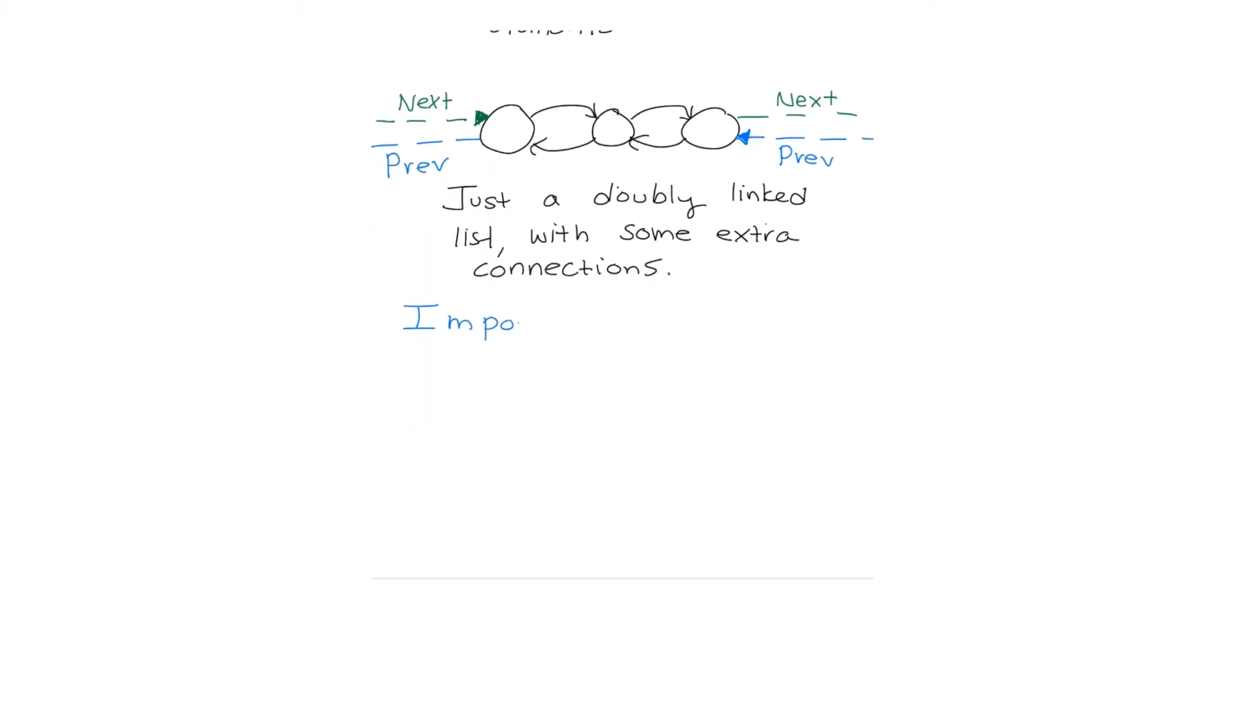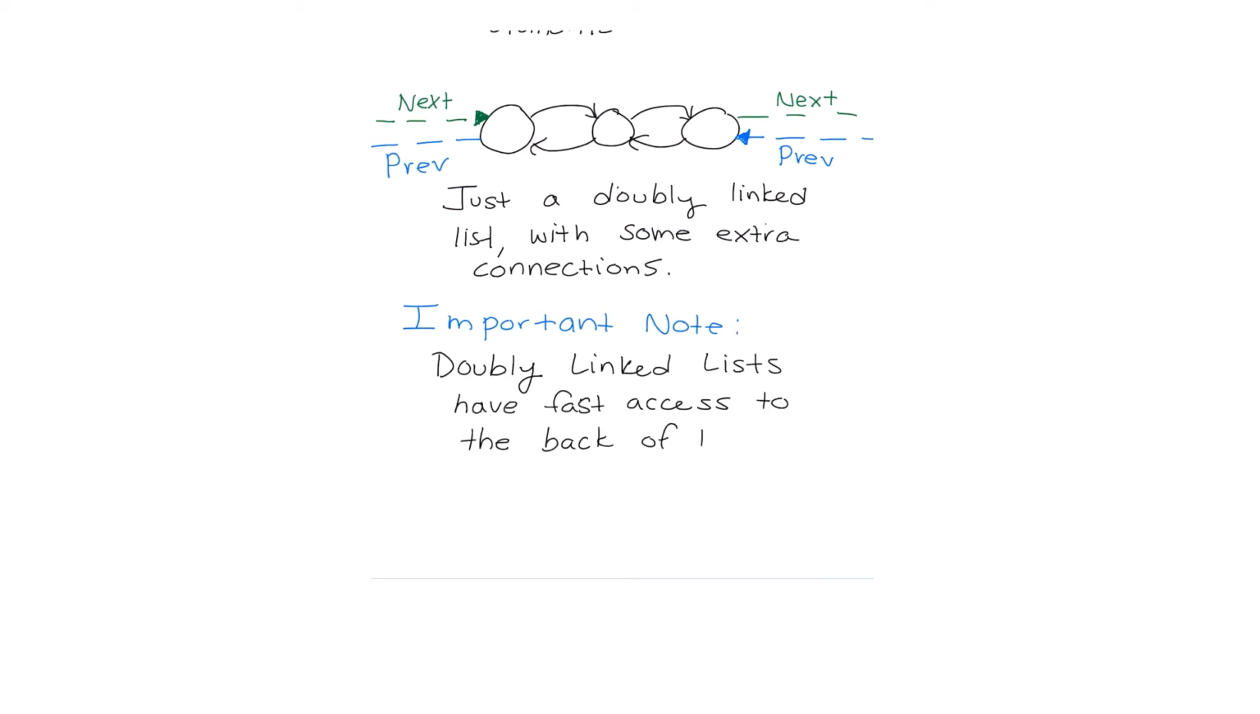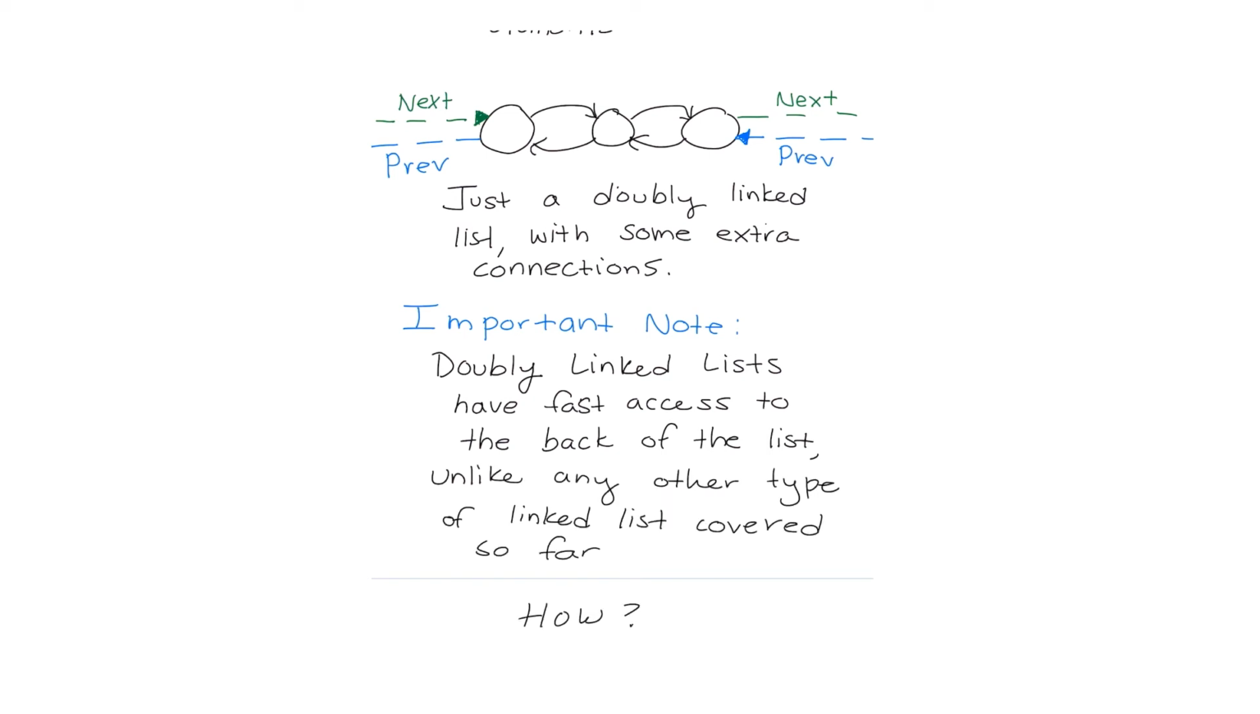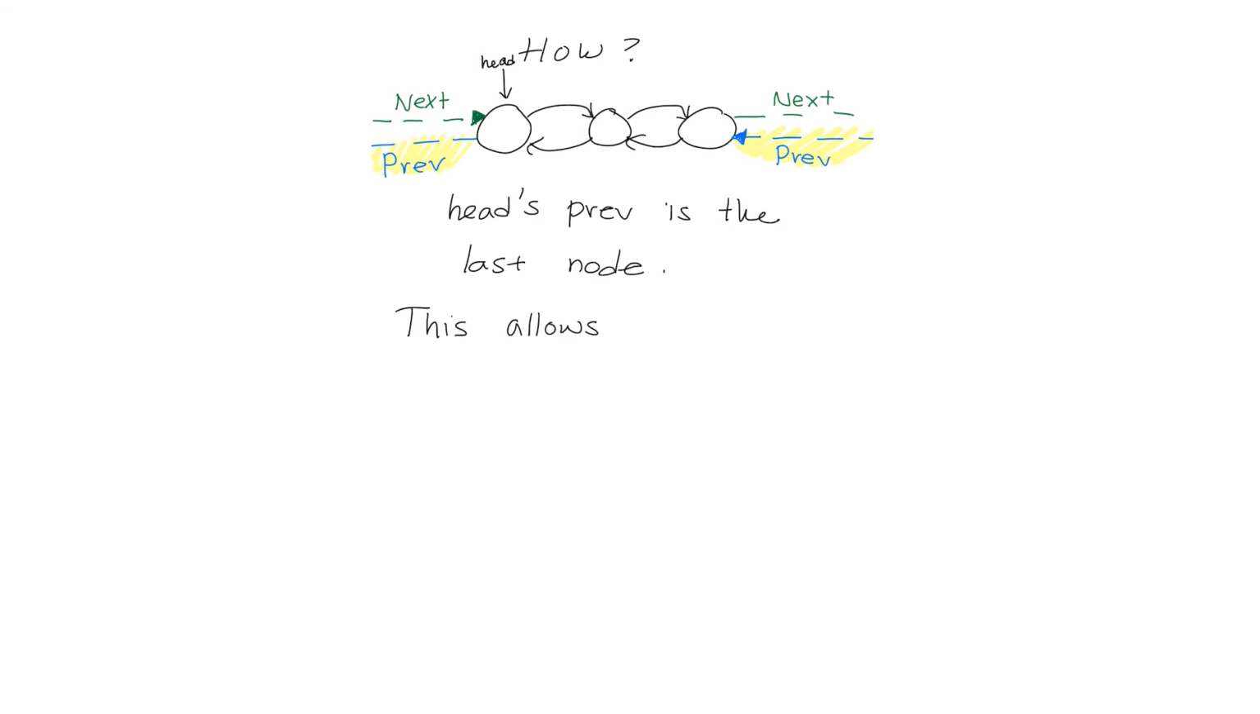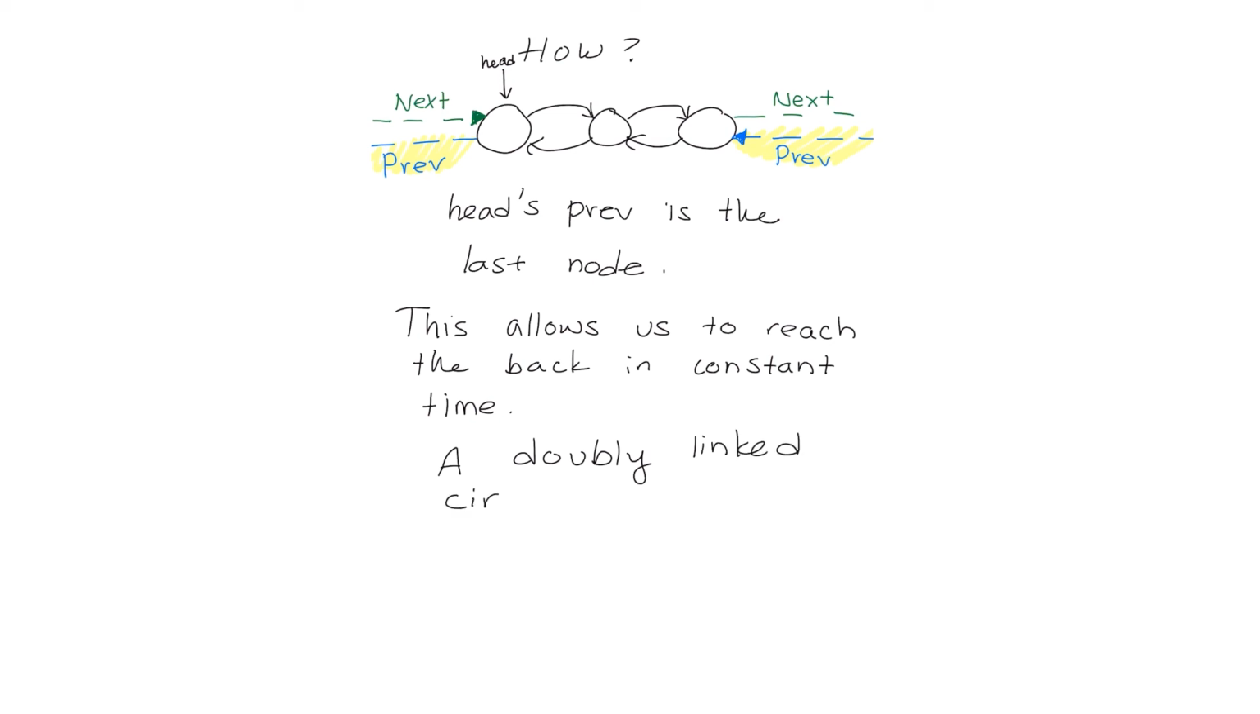Some important notes about doubly linked circular lists is that they have fast access to the back of the list, unlike any other type of linked list covered so far. How? The previous in our head is the last element in the list. This allows us to reach the back of the list in constant time, allowing multiple new operations to also occur in constant time that were linear before.